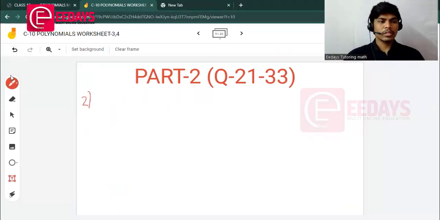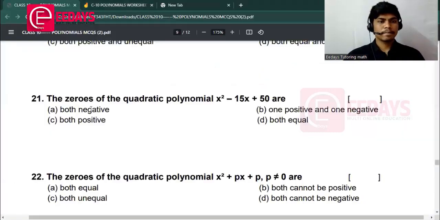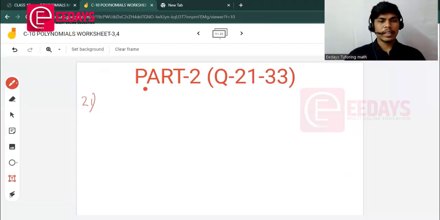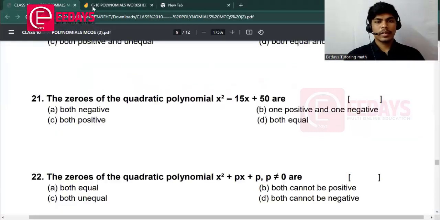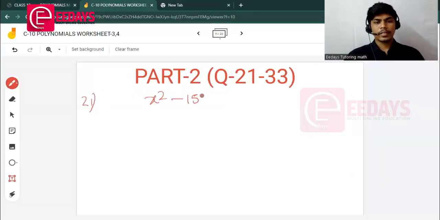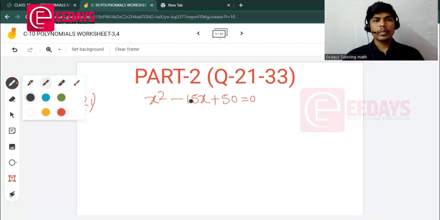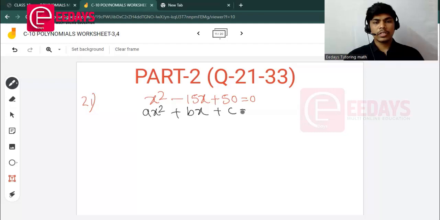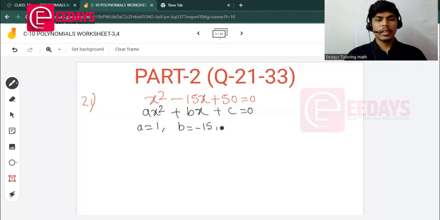21st question. The polynomial given is x square minus 15x plus 50 is equal to 0. This is a quadratic equation. You can do it by the splitting middle term process. That is ax square plus bx plus c is equal to 0. Comparing with the general form, a is equal to 1, b is equal to minus 15, and c is equal to 50.